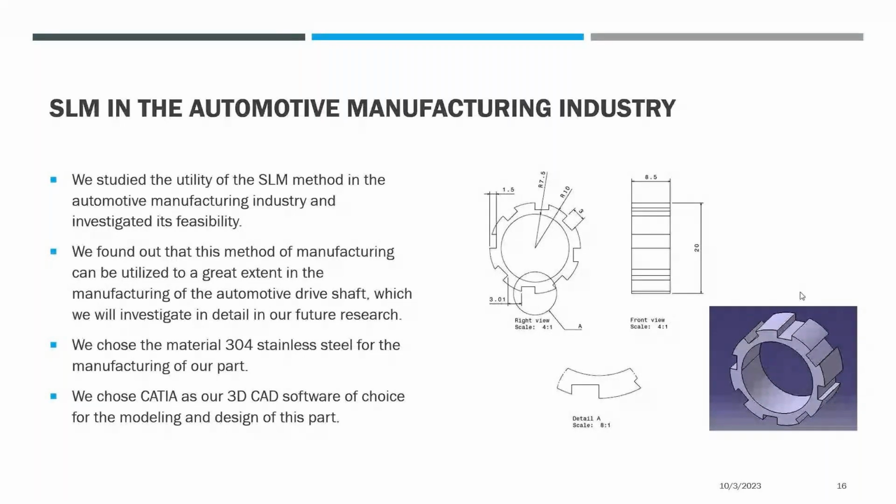We chose the material 304 stainless steel for the manufacturing of our part, which you can see, of course, with the 2D drawings to the right, and then the 3D CAD model to its right. We chose CATIA as our 3D CAD software of choice for the modeling and design of this part.